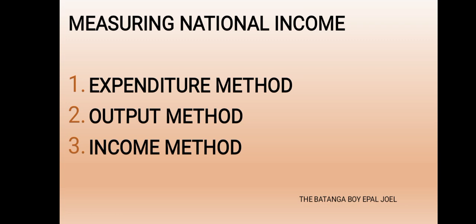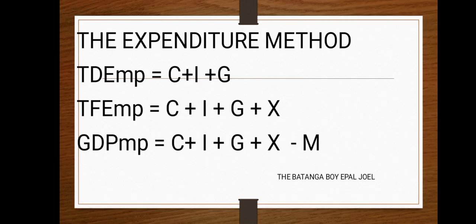Method 1 is called the expenditure method. Method 2 is known as the output method. And method 3 is the income method. So in this video, we'll be looking at a detailed explanation on the expenditure method. The expenditure method is mostly used in examinations in measuring national income because of its clarity and simplicity.